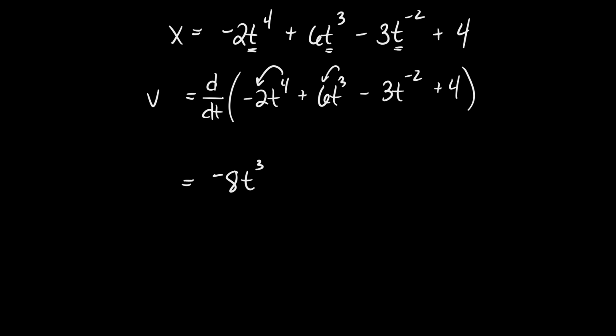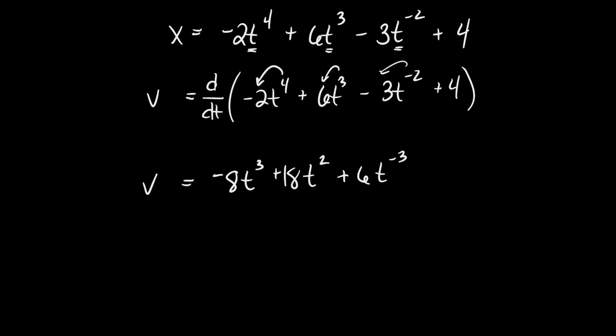Move to the next term. Bring the 3 down. 3 times 6, 18. t to the 3 minus 1, which is 2. Excellent. Go on to the next term. Just because the exponent is negative doesn't mean this doesn't work. I said it works for all polynomials, so it works here just fine. Bring down the negative 2. Negative 2 times negative 3 is positive 6. t to the negative 3 power. I still subtract 1. The process doesn't change regardless of the exponent's positivity or negativity. 4 is a constant. Its derivative is 0.